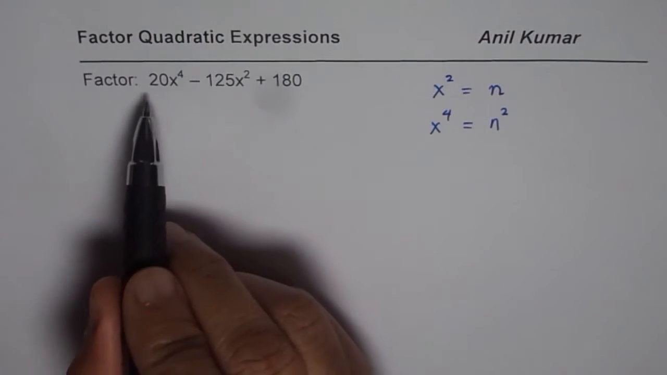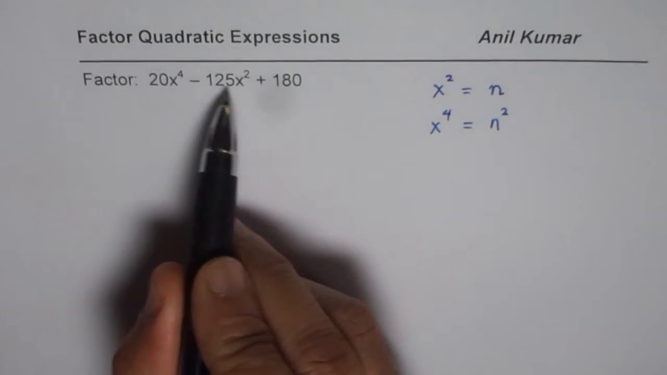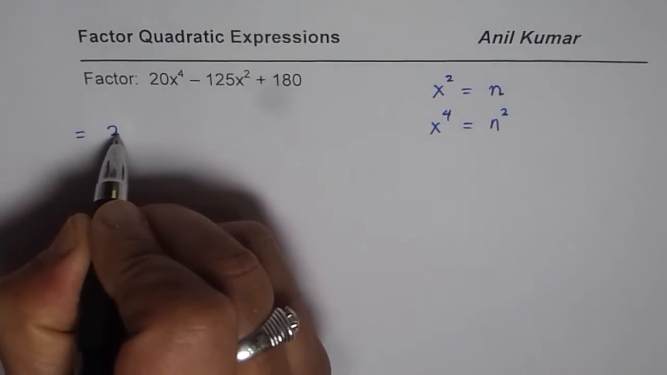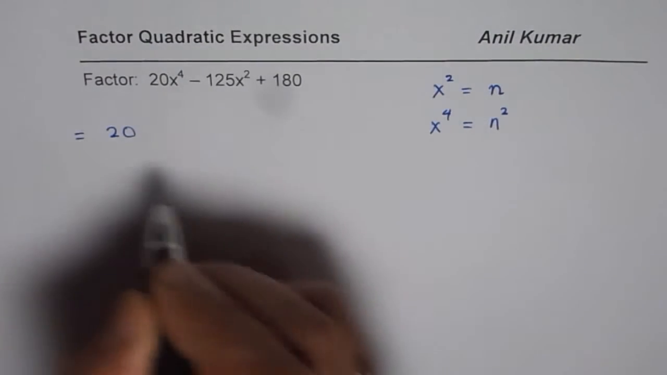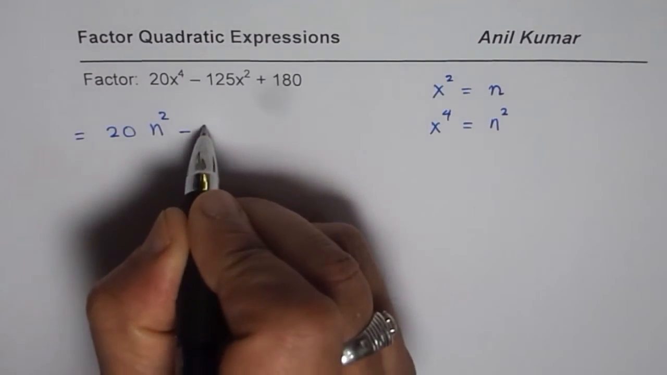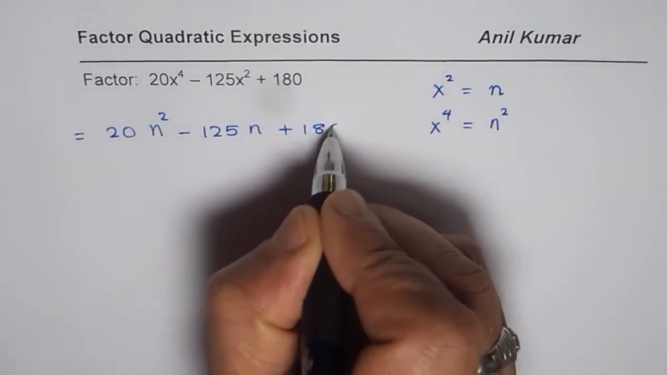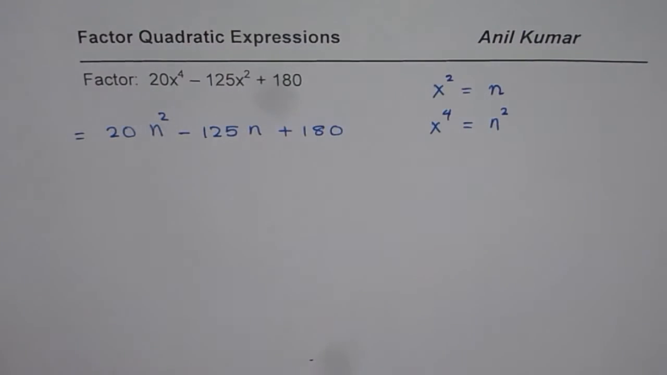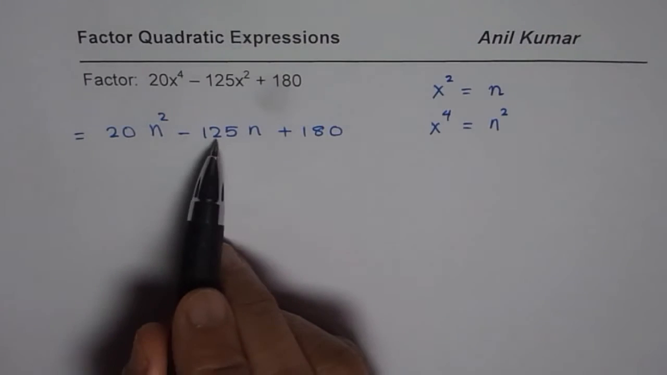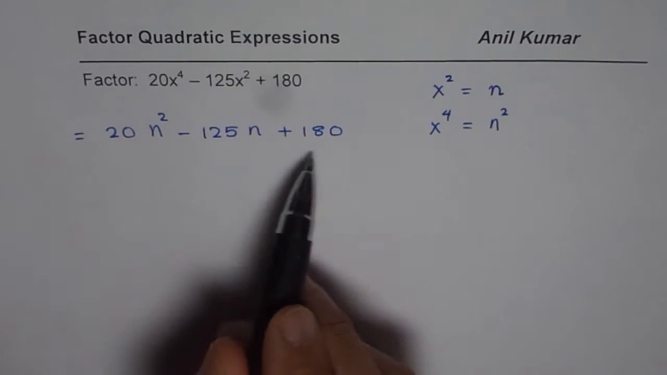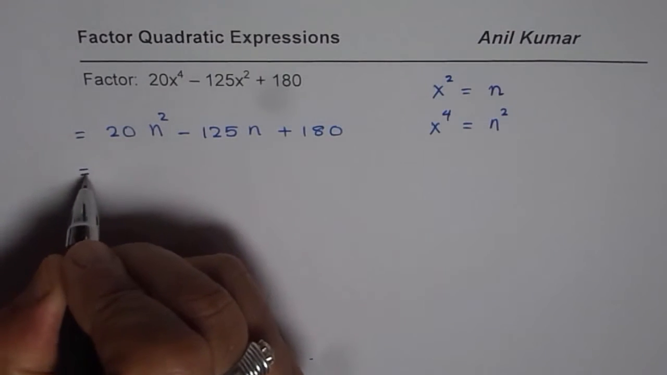Let us see how. We have 20x to the power of 4 minus 125x squared plus 180. It could be written as 20n squared minus 125n plus 180. Now it becomes a quadratic expression which you can factor using the techniques learned. We have three coefficients: the constant 180 and the coefficients 20 and 125. There, 5 is a common factor. So first we can factor out 5.